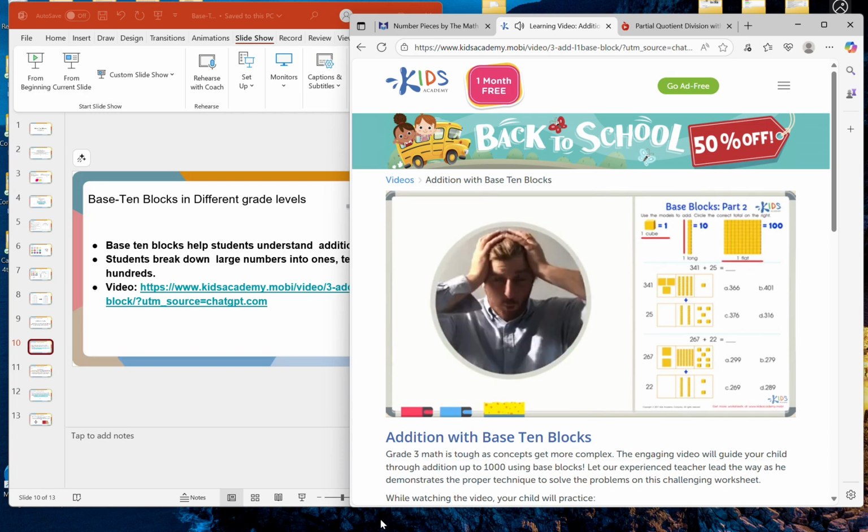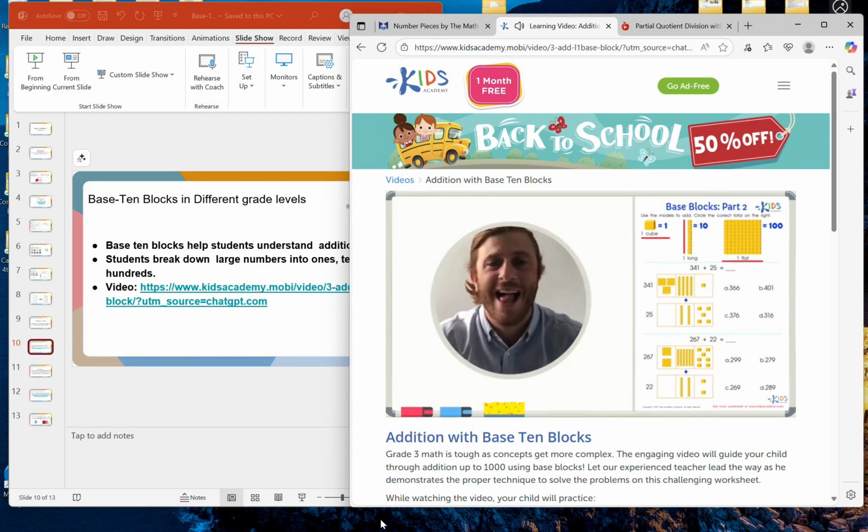Then we have 1 flat. 1 flat has 100 cubes in it. And we know this because we can count each cube until we get to 100, but we can also count using longs. There are 10 longs inside the flat. Just trust me, guys, there's 100 cubes inside the flat.